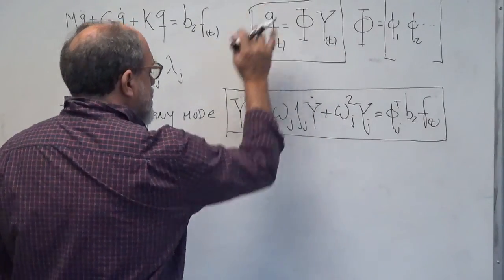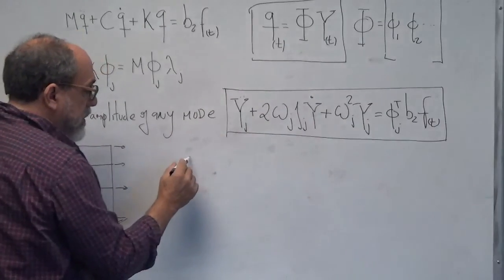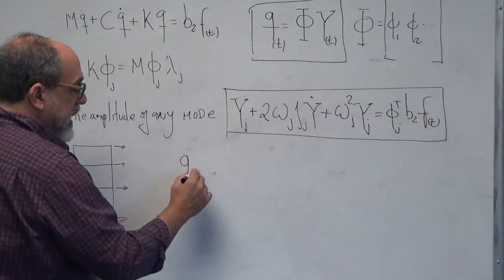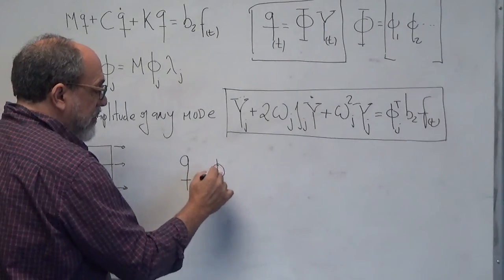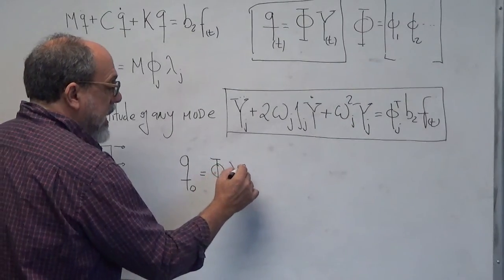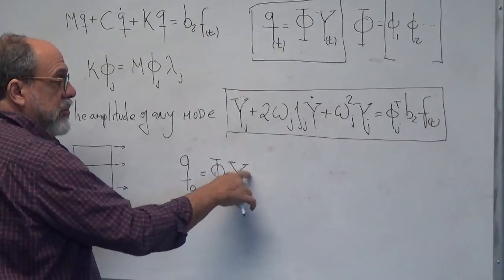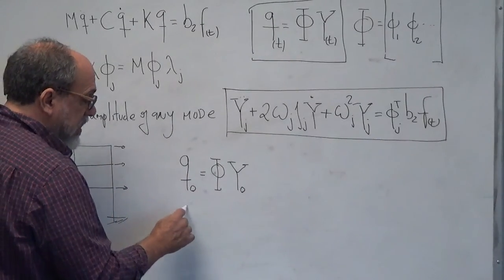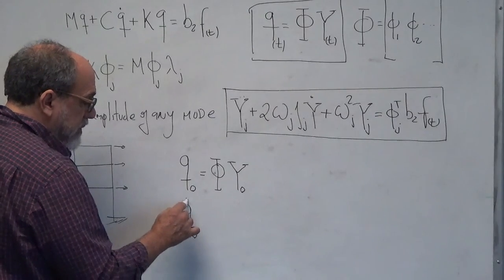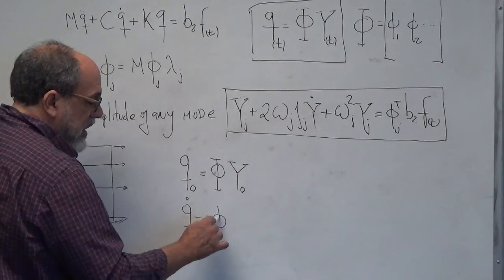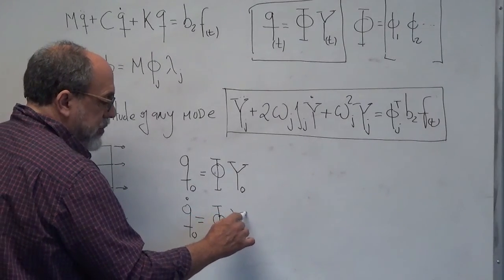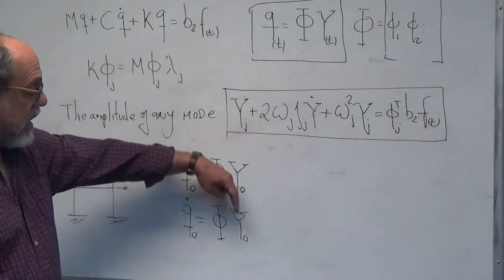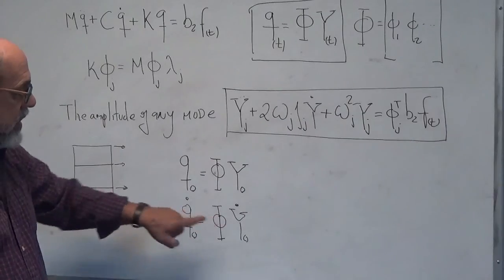If we have an initial condition, that means that we know q0, the displacement vector at time 0. That must be equal to Phi times y0. So the initial conditions in the y coordinates are related to the initial conditions in physical coordinates this way. The same thing follows with q0 dot. If we have initial velocities, those can also be written like this, so the initial velocities in modal coordinates are related to the initial velocities in physical coordinates this way.